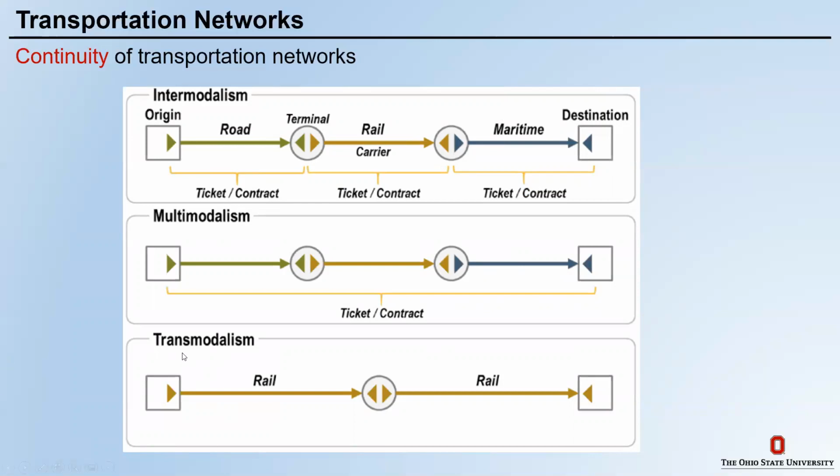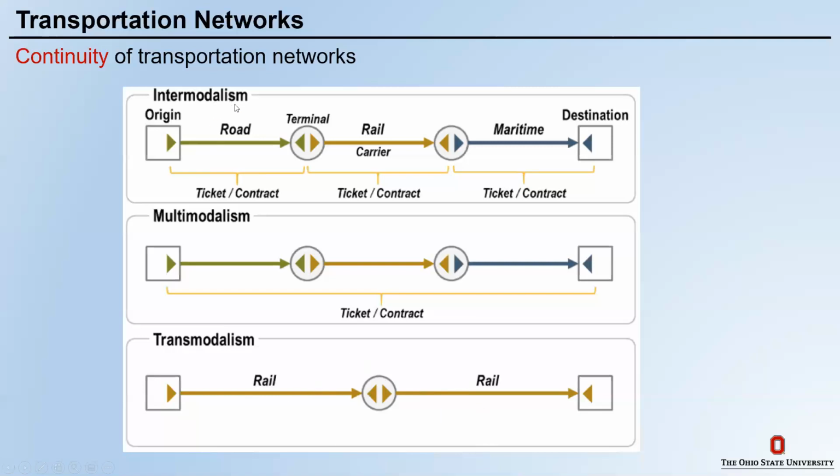And we also have transmodalism. In this type of transportation network, there are multiple nodes, of course, origin, destination, and maybe another node for you to rest or to just use another contract maybe, but there is only one transportation mode, which is land transportation, railway.